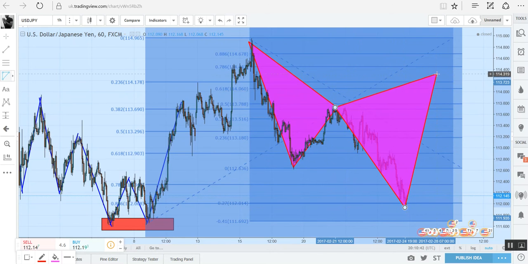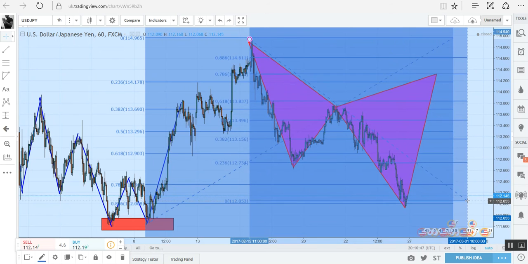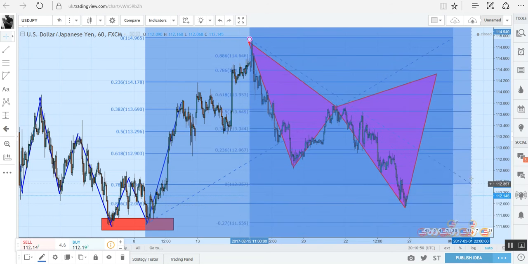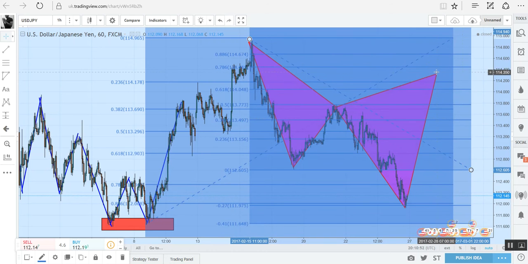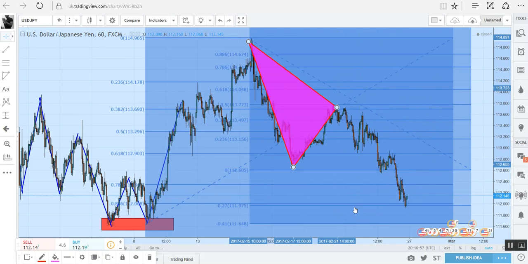Assuming we get a rally from this point, we'll be looking for the market to complete the cipher pattern all the way, yep, look at that. So anyway, I'm not interested in the cipher pattern at the moment. I'm just interested in what the market is likely to do from this point.